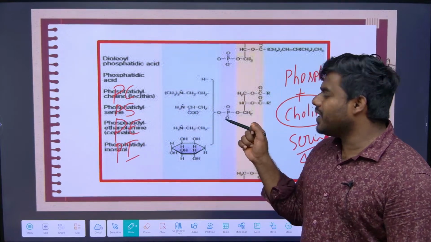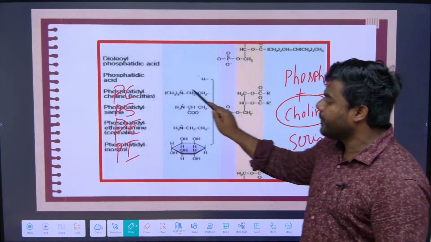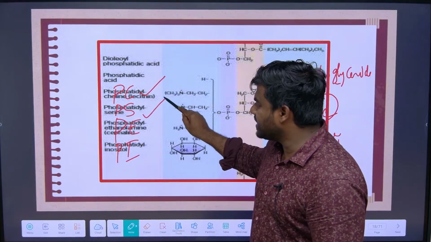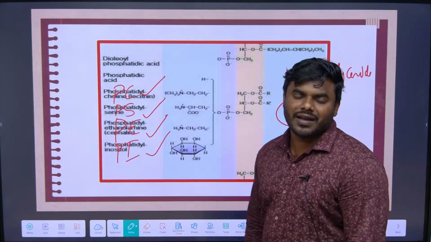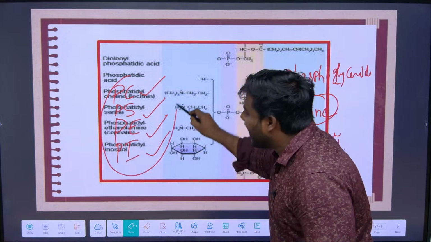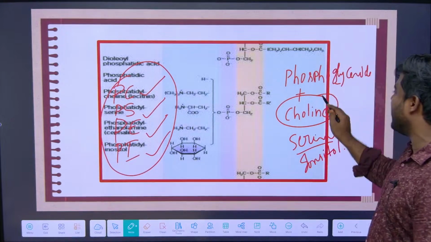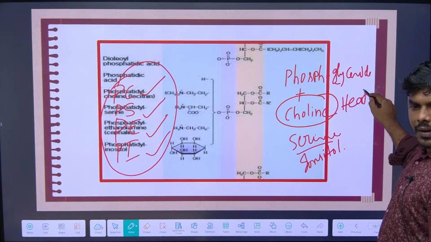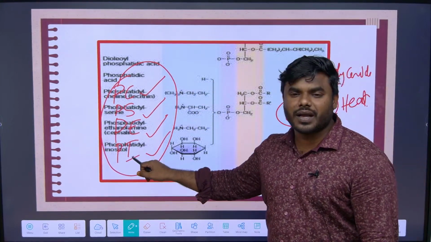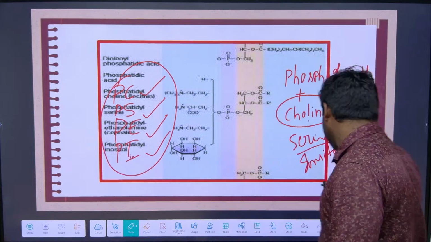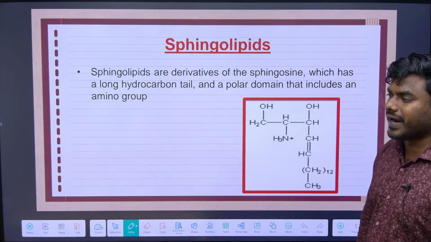You don't need to remember the structure. I want you to compulsorily remember the types of phosphoglycerides: phosphatidylcholine, phosphatidylserine, phosphatidylethanolamine, phosphatidylinositol. How did we categorize them? They all have phosphoglyceride as their backbone, but one differs from another based on the head group. If the head contains choline, it becomes phosphatidylcholine. If the head contains inositol, it becomes phosphatidylinositol. That is the first type of membrane lipids, phosphoglycerides.